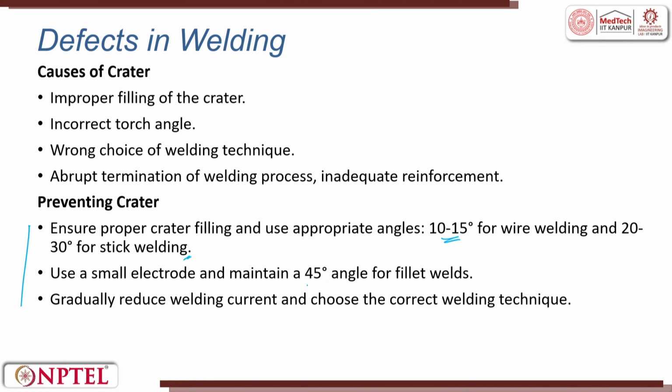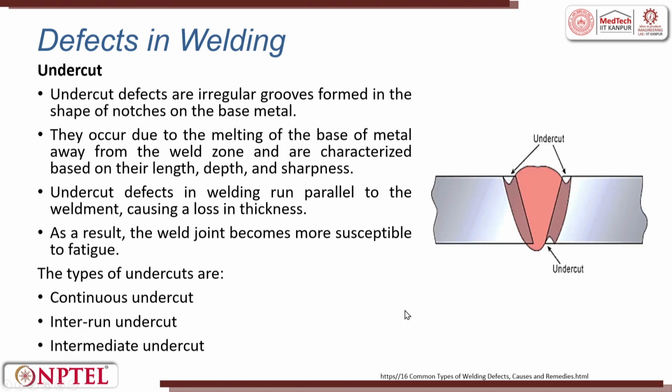Use of small electrodes maintaining 45 degrees is important. Gradually reduce the weld current and also the welding technique. Undercut is also another major defect. Defects are irregular grooves formed in the shape of a notch on the base material.